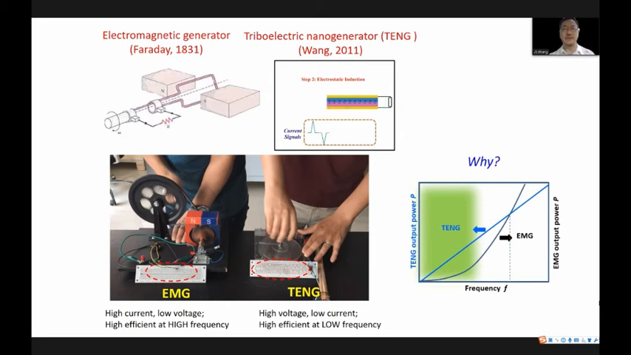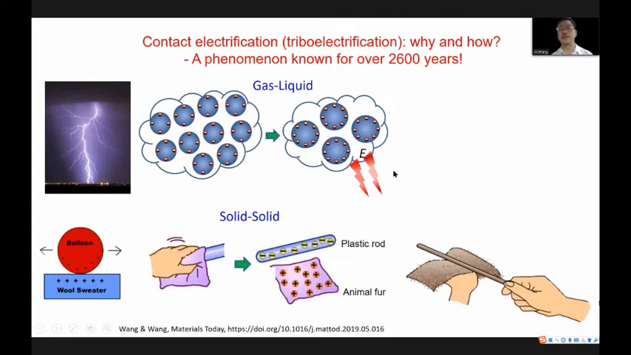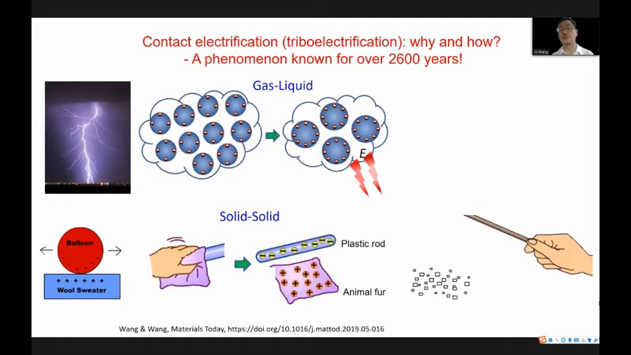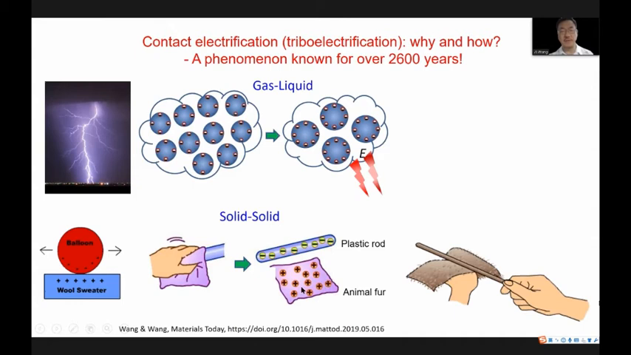Okay, so now let's come to the basics. When you talk about these things, what's the basic science? If you talk about triboelectricity, everybody knows it, but not everyone understands the fundamentals of triboelectricity. For example, in the textbook it says when a plastic rod is rubbed on fur, you get electrostatic charge. The question is why? Why is this one negatively charged and the other positively charged? So these are the fundamental questions.